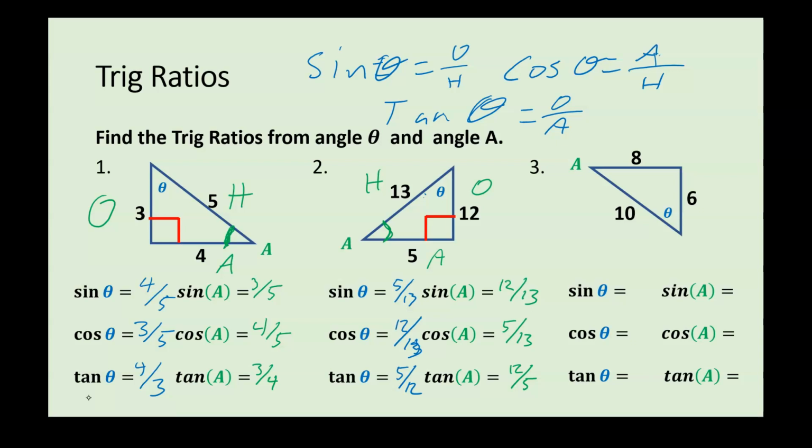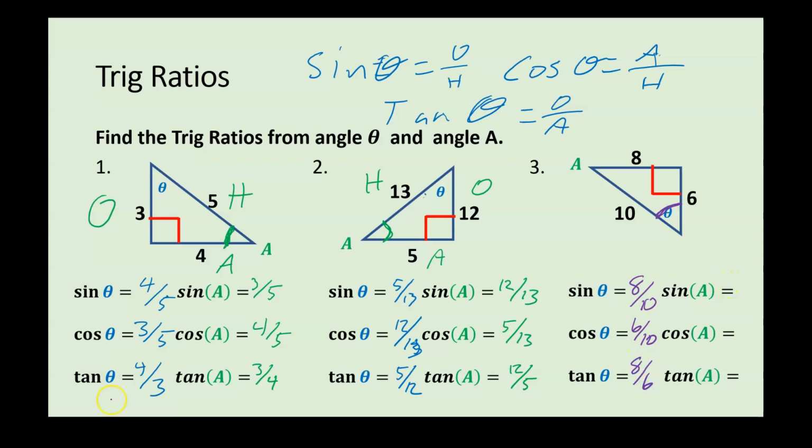Let's see if we can do it without the letters. So the sine of theta, we're looking from the perspective of theta. So from that theta, the sine of theta is going to be, again, opposite over hypotenuse, so it's going to be 8 over 10. The cosine of theta would be 6 over 10. The tangent of theta would be 8 over 6.